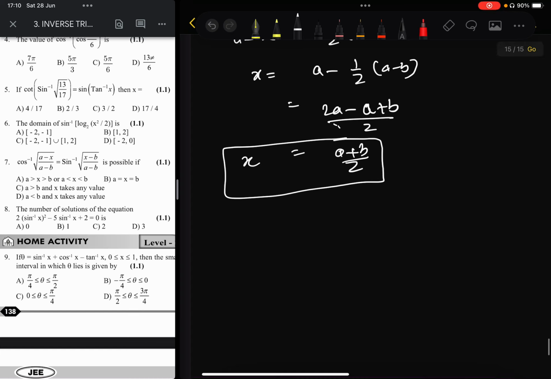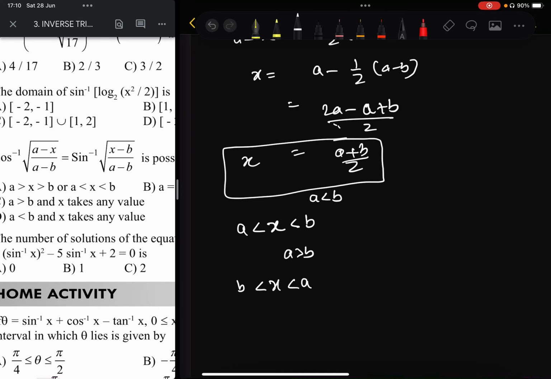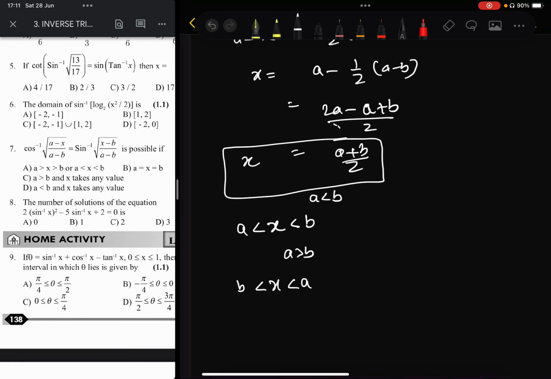If x is the mean of a and b, that means x should lie between a and b. But here we don't know whether a is greater than b or b is greater than a, right? So x will be less than b and greater than a if a is less than b. If a is greater than b, then x will be greater than b and less than a. So as you can see here, the first option is correct for this question.